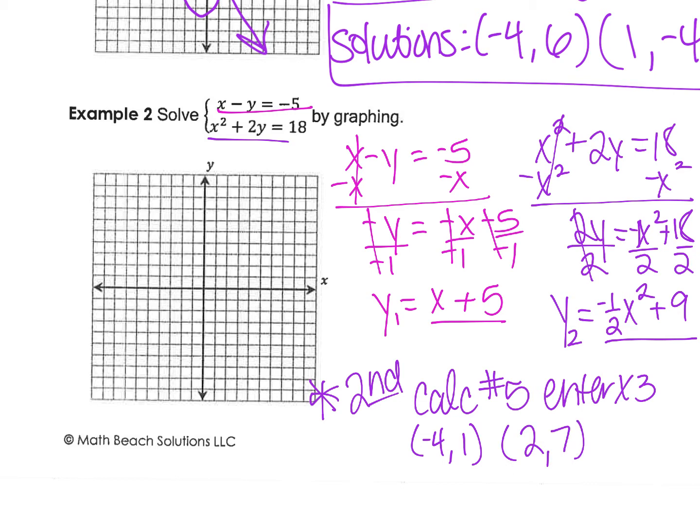So I want you to plot those points. 2, 7 is the other one. You need to look at your graph on your calculator. It's going to look like this for your parabola, and then your linear should be here. So your solutions are -4, 1 and 2, 7. Again, when you solve a system, which is two or more equations, you're finding the points of intersection, which are the points they have in common.